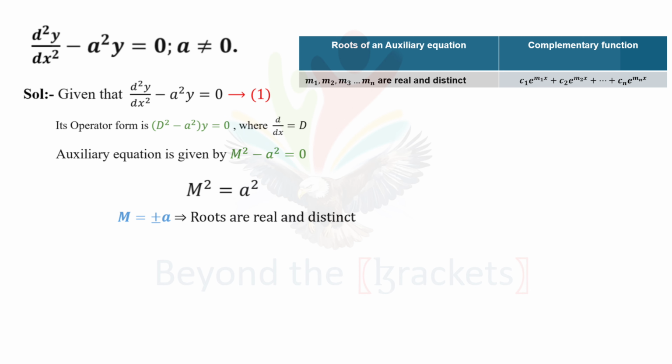If m1 and m2 are real and distinct roots, then the complementary function is given by yc is equal to c1 e power m1x plus c2 e power m2x. In this case, the roots are plus a and minus a. Therefore, the complementary function becomes yc is equal to c1 e power ax plus c2 e power minus ax.